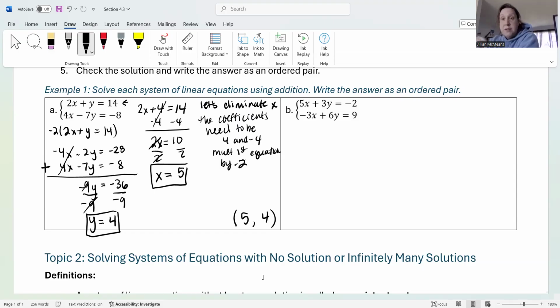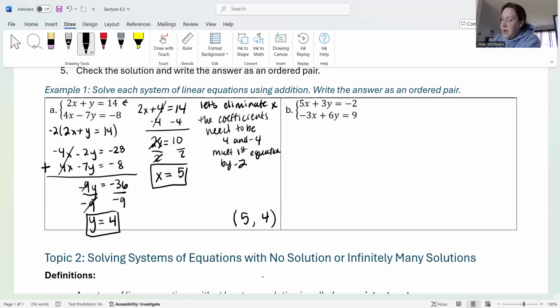But let's look at the y's. If I look at the current coefficients of the y's, I've got 3 and 6. So the smallest number 3 and 6 divide into evenly would be 6. So I would want to force my coefficients to be 6 and negative 6. So if I wanted to get rid of the y's, I would only have to multiply the top equation. So for that reason, I think I want to get rid of the y's because I only have to multiply one equation instead of two.